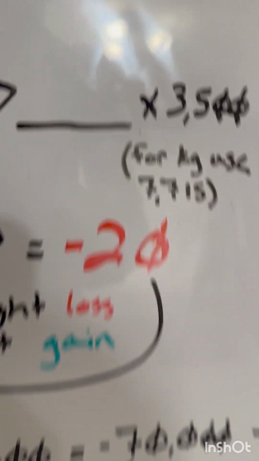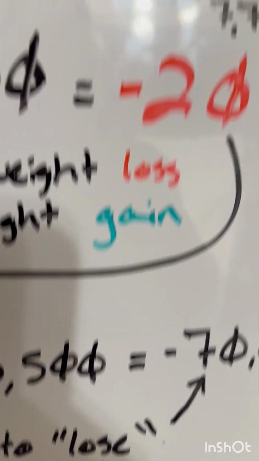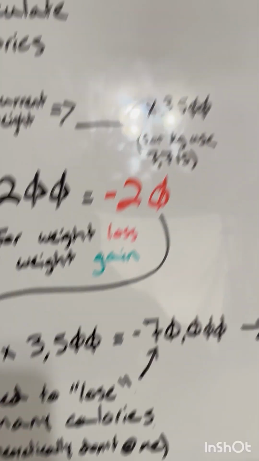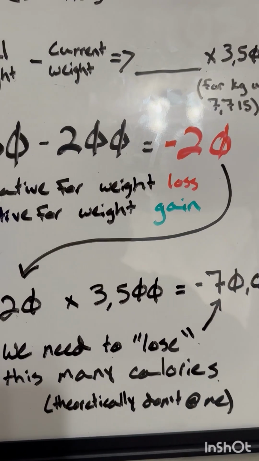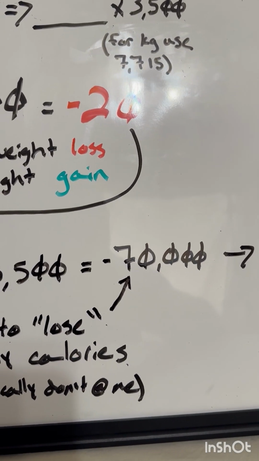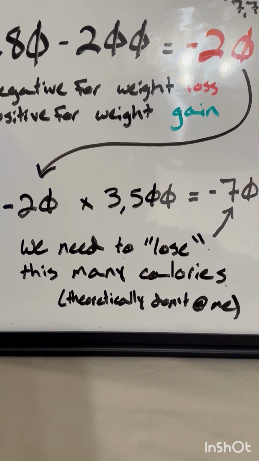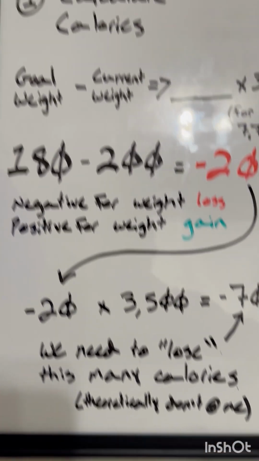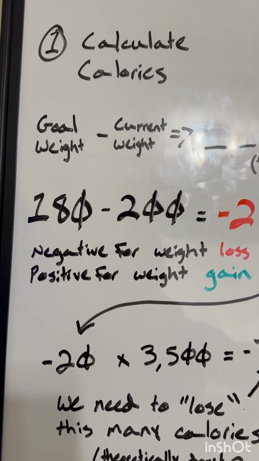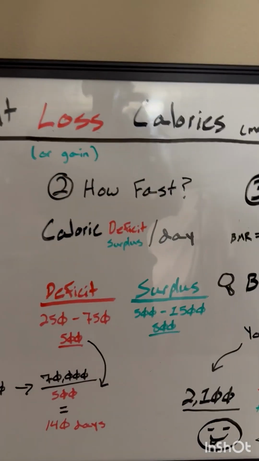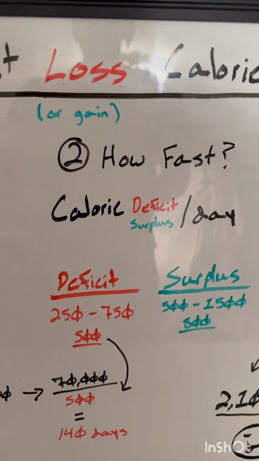Then we're gonna take that number and we're gonna take it down here. Again, multiply it by 3,500. If you're using kilograms, use that number. And then you're gonna get your total calorie number. So that is theoretically how many calories we need to lose in order to lose, in this case, 20 pounds. 180 minus 200.